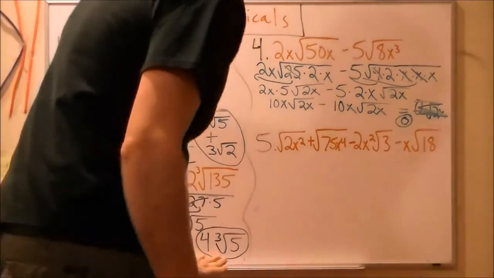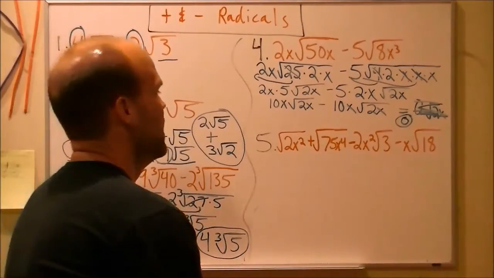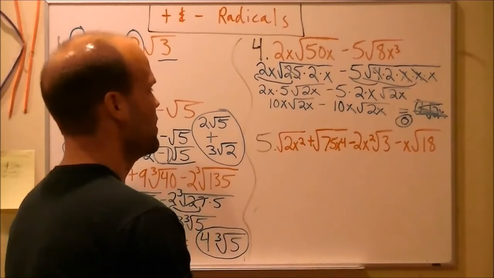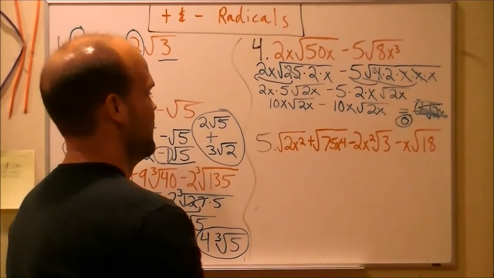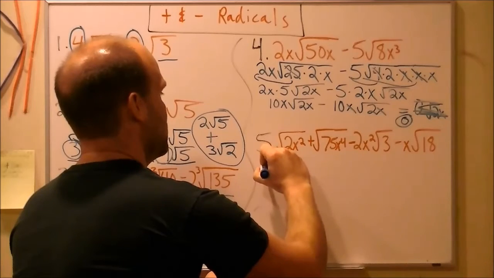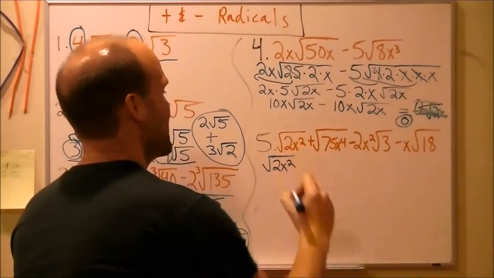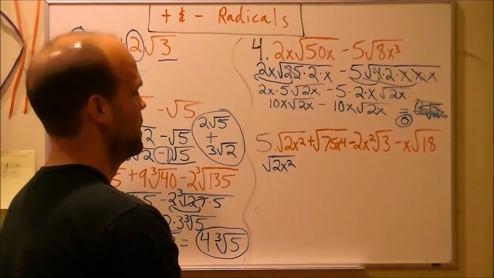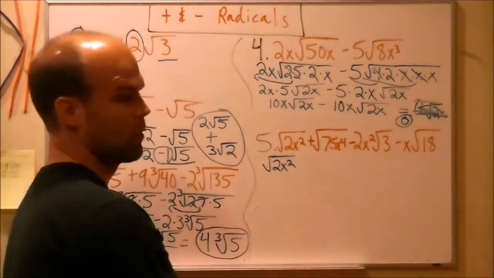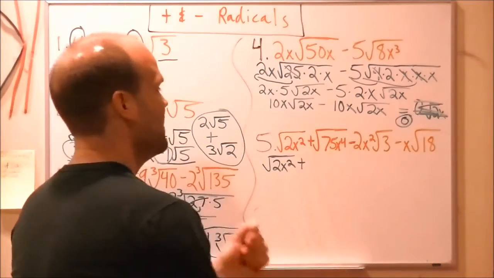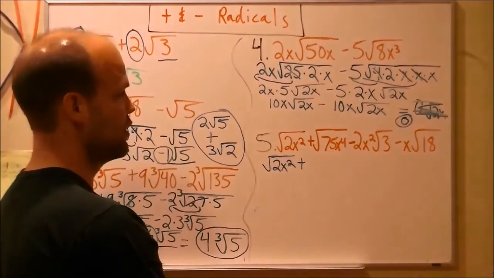Number 5. Square root of x squared. Okay? Square root of x squared. I'm just going to rewrite that for right now. Square root of 2x squared. Okay? 2 is a prime number. We'll talk more about the x squared in just a moment. Plus 75 x to the 4th power.